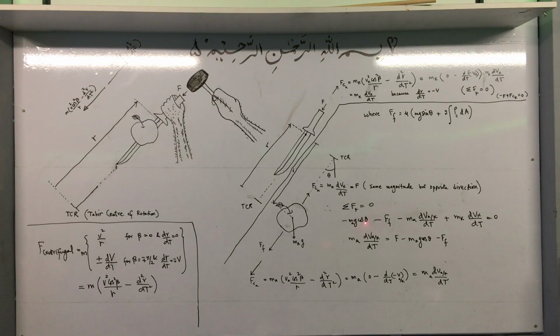So minus m_a g cos theta minus F_f minus this plus this, F centrifugal on the knife, m_k dv_k, which is equal to F. So m_a dv_a is equal to this minus F, and this is F. So F minus F_f minus m_a g cos theta. So this is the value of the acceleration of the apple with respect to the knife.